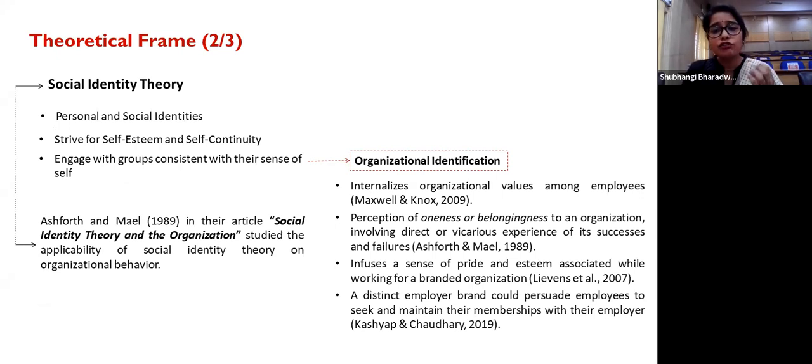In terms of the branding concept, organizational identification could internalize organizational values among employees. It could generate a perception of oneness or belongingness to an organization. It could infuse a sense of pride and esteem associated with working for a branded organization, and could also persuade employees to seek and maintain their memberships with the employer.